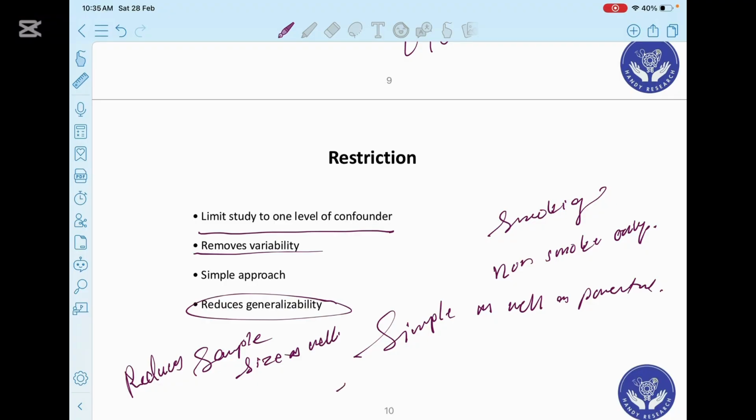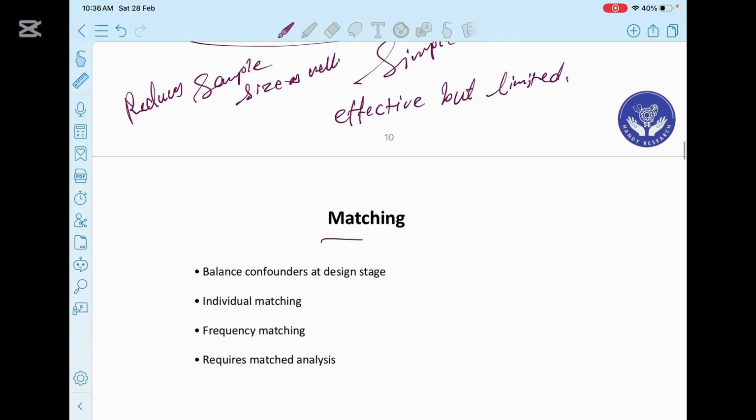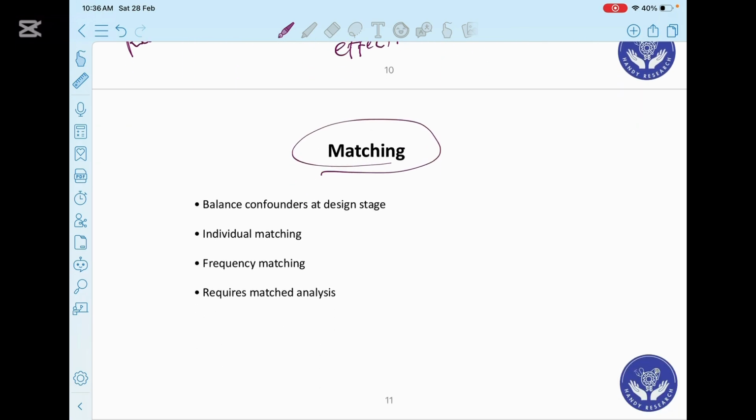So it is effective but limited as well. So what's another option? That is matching. What is matching? Do you know matching is very commonly used in case control studies?